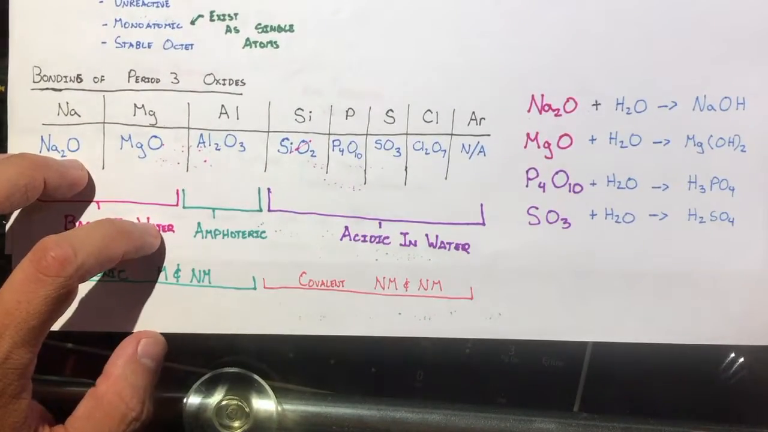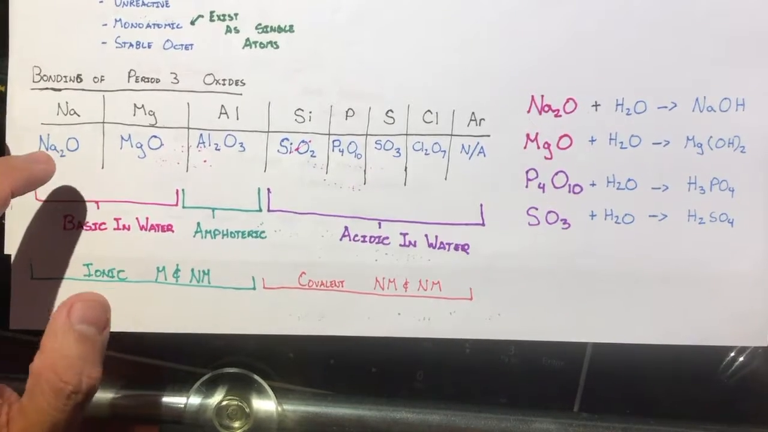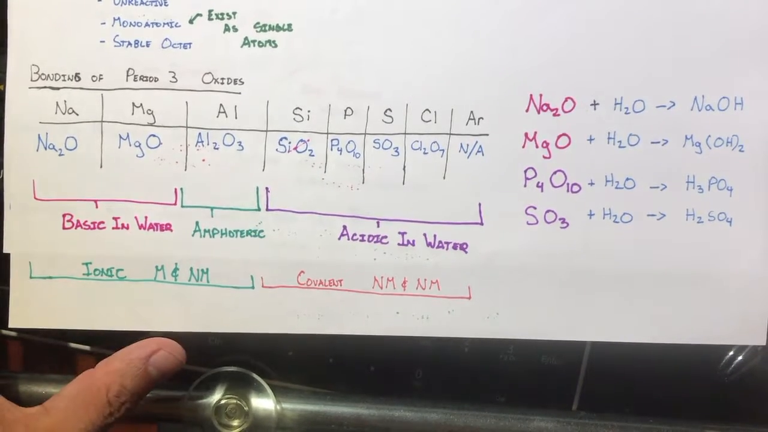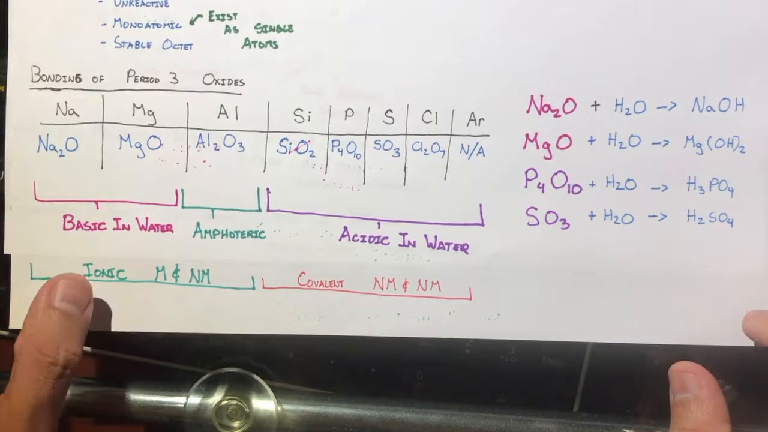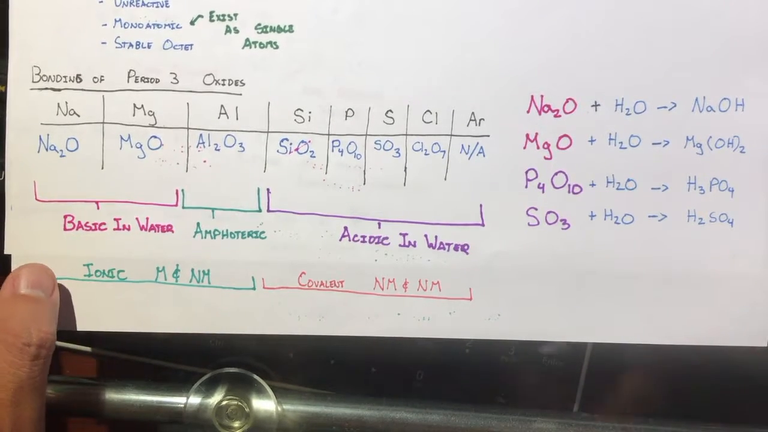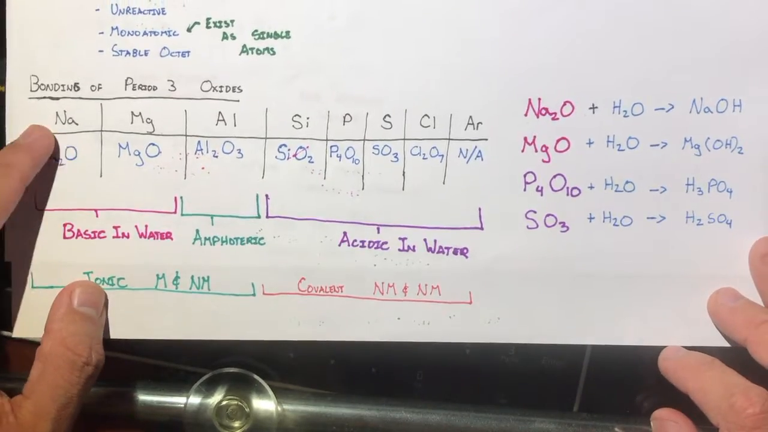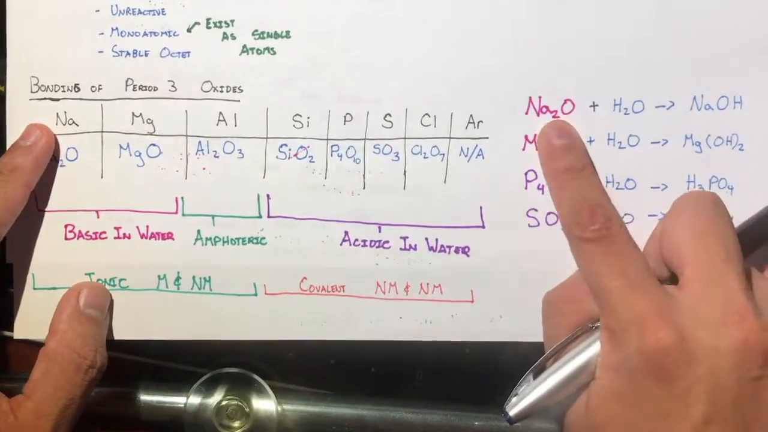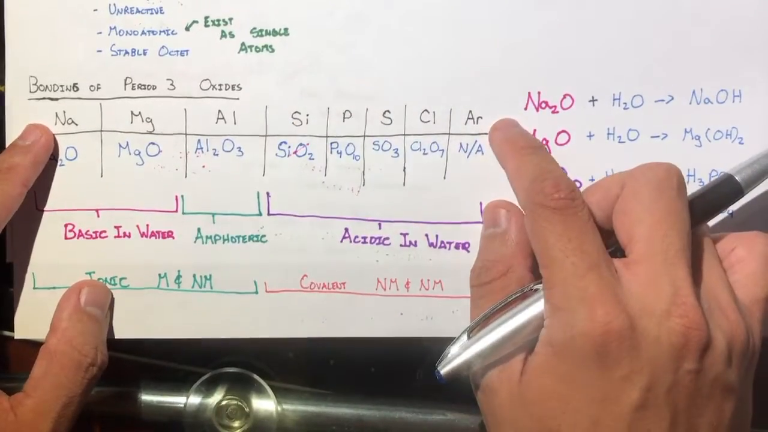Last thing we want to talk about is the bonding of period 3 oxides. What the heck is that? Now, this is hopefully going to make a little bit of sense, but I promise you it will all come together when we talk about oxidation numbers and acids and bases and ionic compounds and covalent compounds, but we're going to introduce it in this chapter. So here are all the period 3 elements. And oxides mean that these are bonded to oxygen.